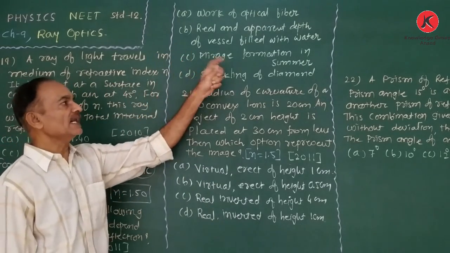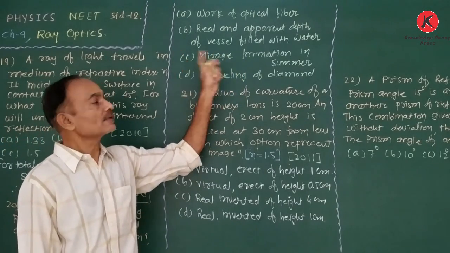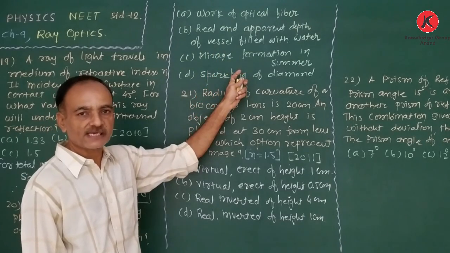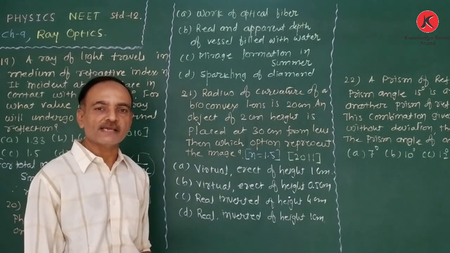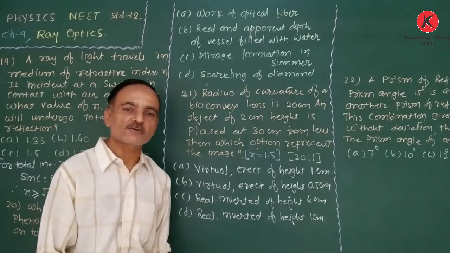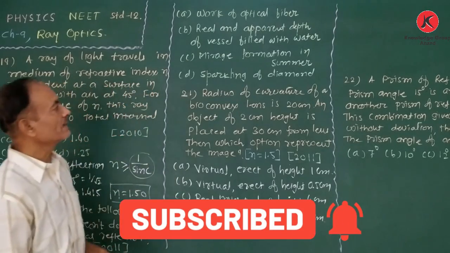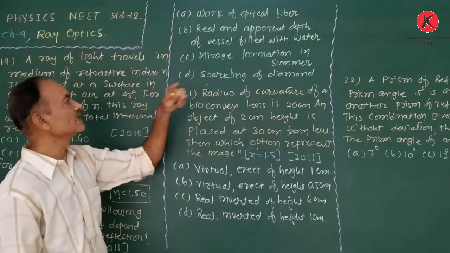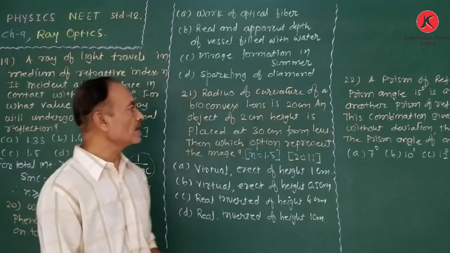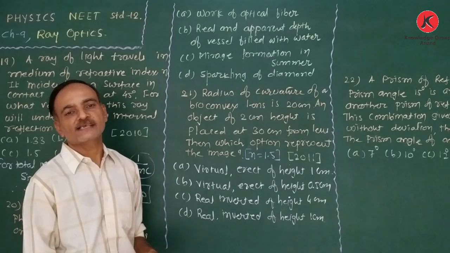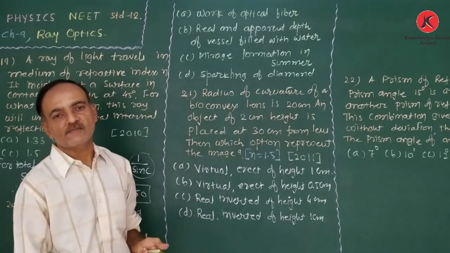Now third, mirage formation in summer. In the summer season we saw the mirage effect. Already we discussed it in total internal reflection. Mirage formation in summer is due to total internal reflection because the ray coming from the object continuously undergoes total internal reflection and enters the eye of a person. Therefore, total internal reflection takes place in A and C. Now D, sparkling of a diamond. Already we discussed that a diamond shines bright due to total internal reflection. Therefore, in phenomena A, C and D, total internal reflection takes place.